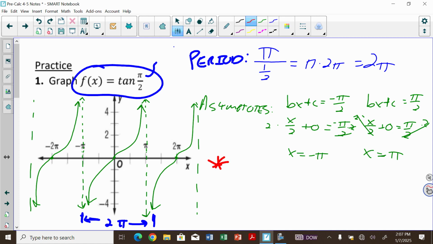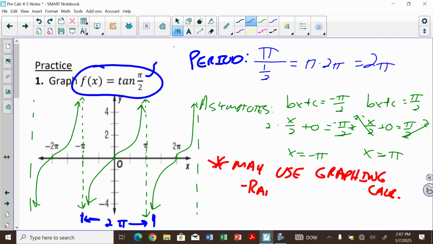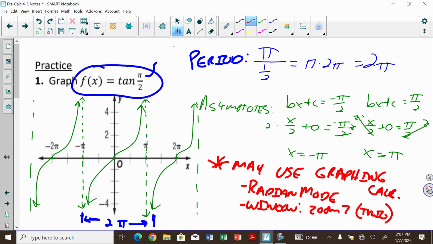Remember, you could use a graphing calculator or Desmos or something like that. When we graph sine and cosine, I like us to figure it out on our own, but with this, it's okay to do that. Just make sure that you're in radian mode if you do that. I think most of them are if you've been using them, but just check that. And when you go into the window, if it doesn't work out, look at going to Zoom 7, and that'll be your trig functions that'll help you. Zoom 7 and trig, and it should help you get the graph.